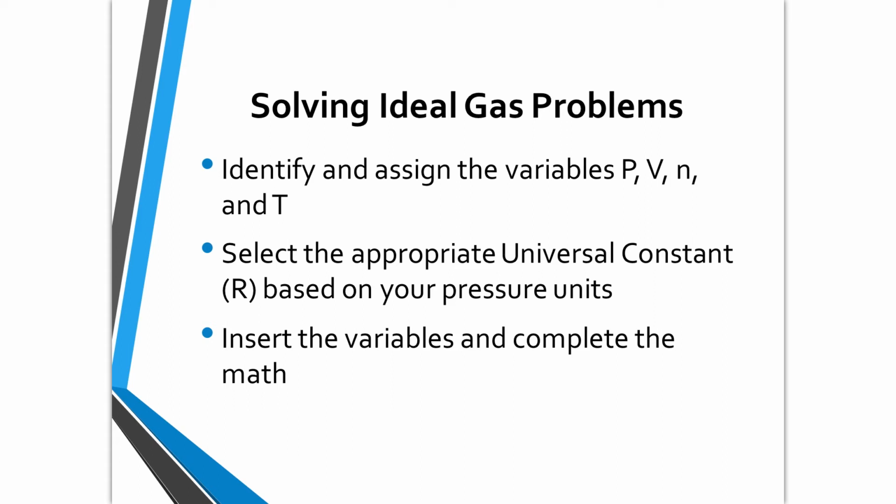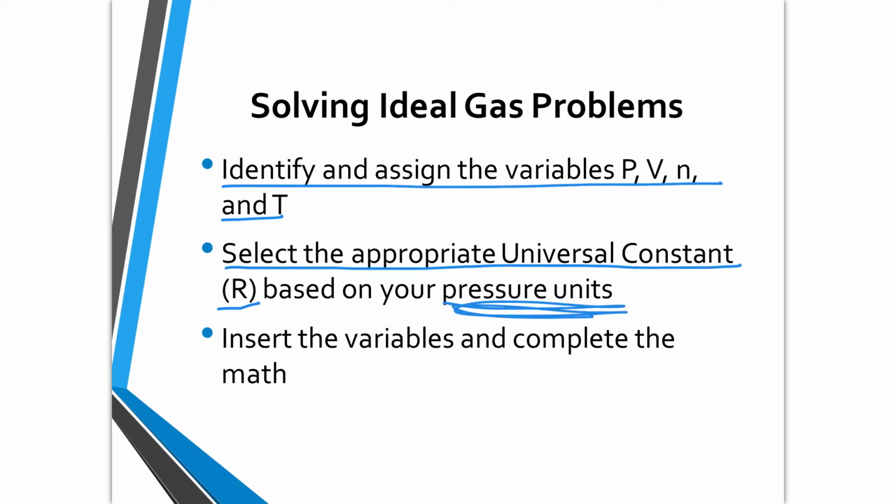So if you've identified it to be an ideal gas law problem, you do the same thing as you did before. Identify and assign your variables. And then here's the key. You must select the appropriate gas constant based on your pressure units. So you look at your pressure units in your problem. Okay, it's in atmospheres, so I've got to select the R value that has the word atmospheres in it. Insert the variables and then complete the math. So let's see how it's done on the next page.